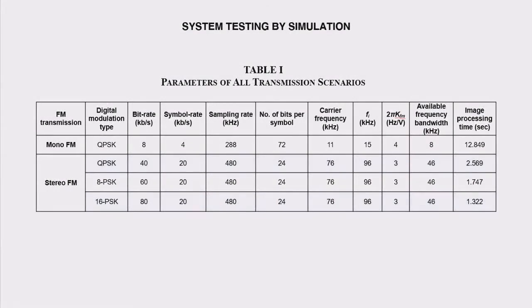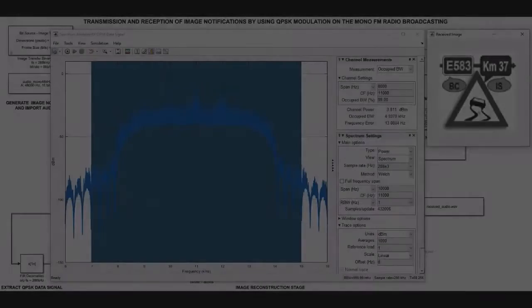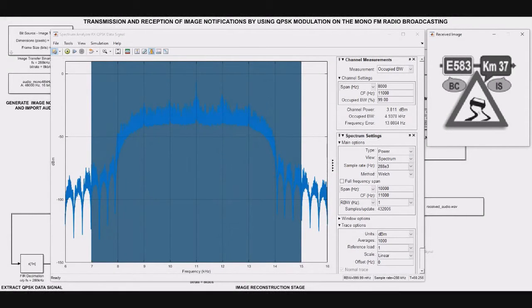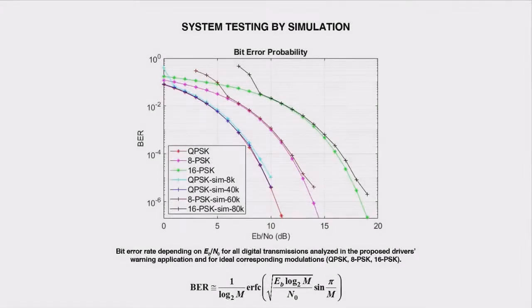In this table, the parameters of all transmission scenarios analyzed in the paper are shown. The signal-to-noise ratio of the received RF signal is measured by using a software spectrum analyzer from MATLAB Simulink. This value is required to plot bit error rate versus Eb/N0 ratio in order to characterize the digital transmission performance. In this figure, the bit error rate, depending on Eb/N0 ratio, for all digital transmissions analyzed by simulation in the proposed driver's warning application, is illustrated and compared with the corresponding theoretical values.